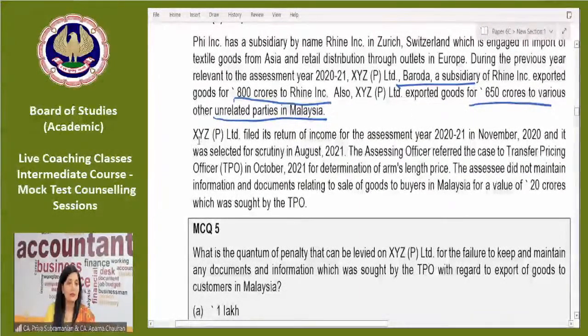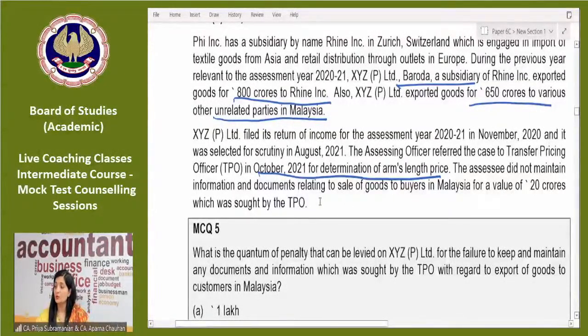Now, what the next paragraph is saying: XYZ Private Limited filed its return of income for assessment year 2021 in November 20, and it was selected for scrutiny in August 21. The assessing officer referred the case to the TPO in October 21 for determination of arm's length price. However, it was noticed that the assessee did not maintain the information and documents relating to sale of goods to buyers in Malaysia for a value of 20 crore, which was sought by the TPO.